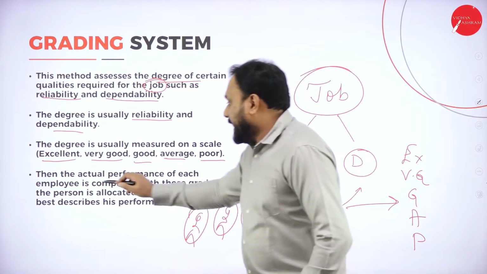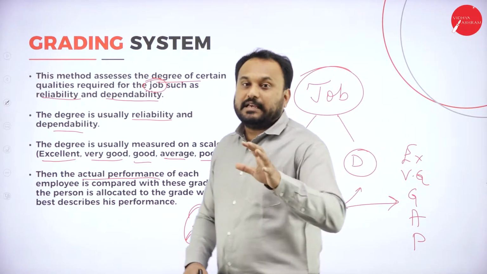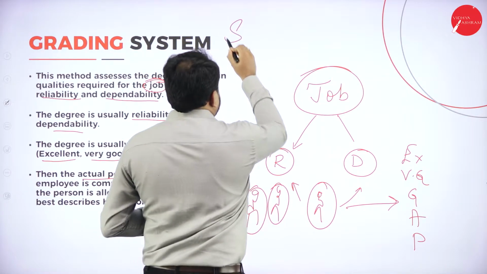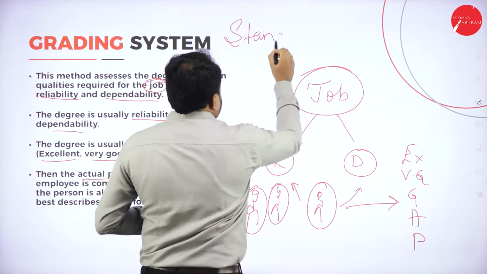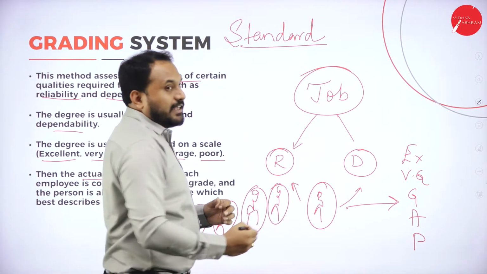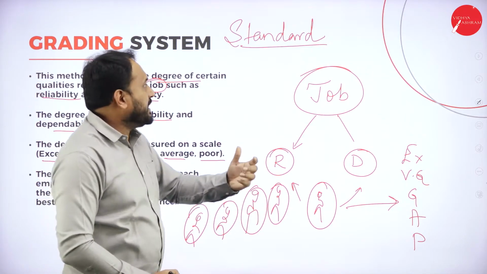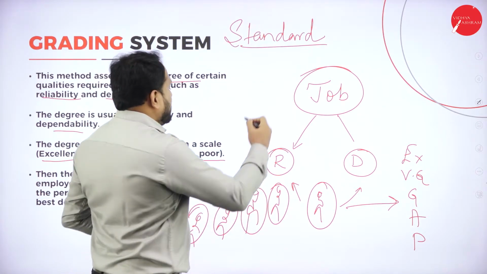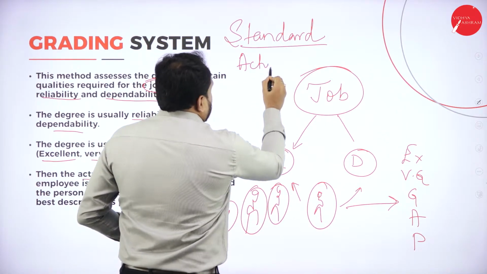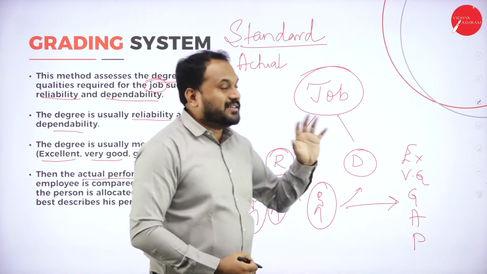Then we have the actual performance of each employee compared. Now please do understand, whenever they go with this, they're gonna give something called standard. The standard is given by the organization, that is the company will give a standard. Now all the 5 people, they'll go with the actual performance. Each and every person's actual performance is measured in this system.